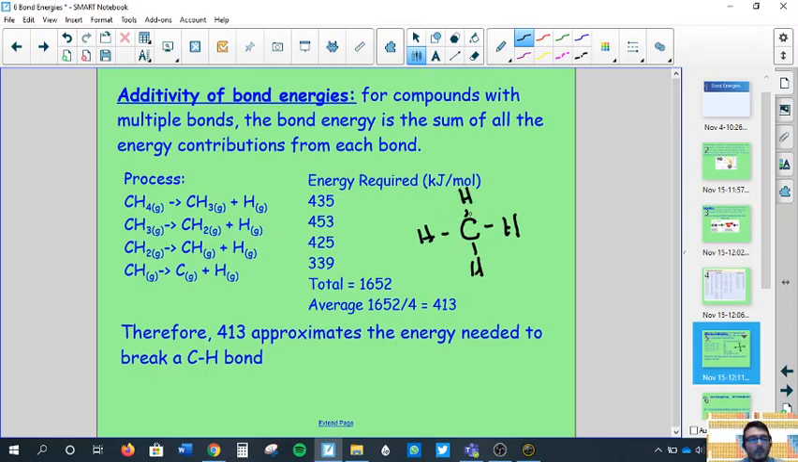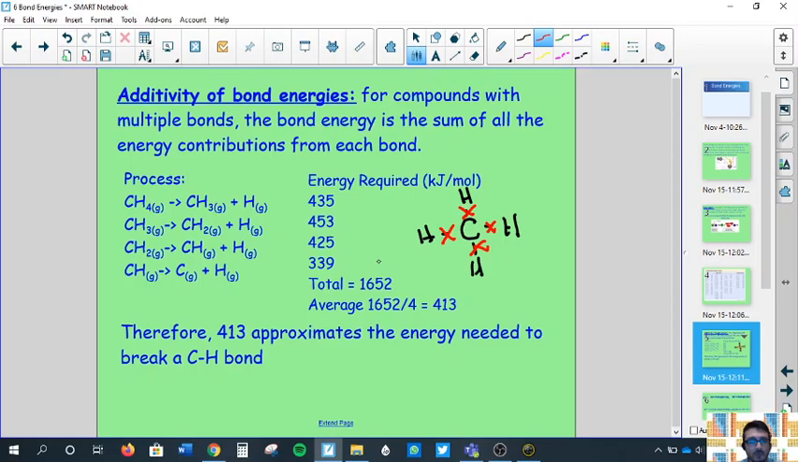So the first hydrogen breakage requires 435 kilojoules per mole. And once that's broken, the next hydrogen requires a different amount, 453 kilojoules per mole, and so on. The next one requires 425. The next carbon-hydrogen bond requires 339.